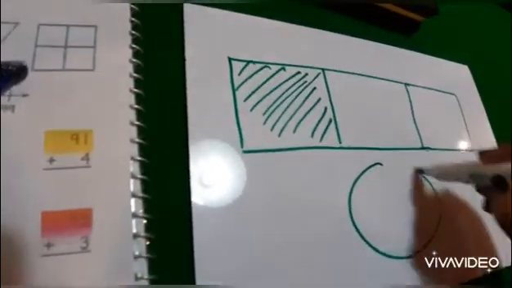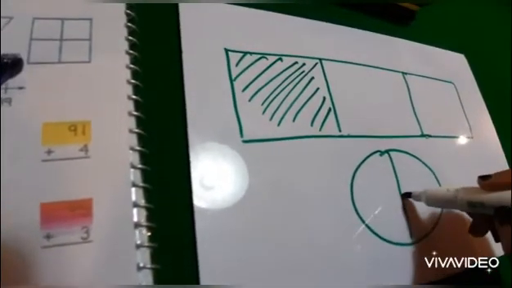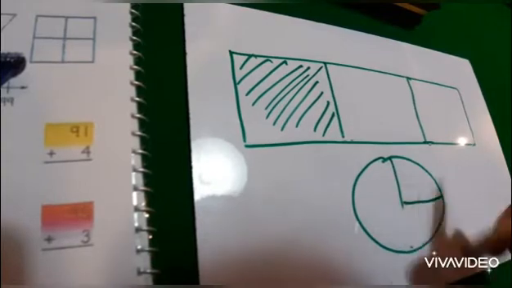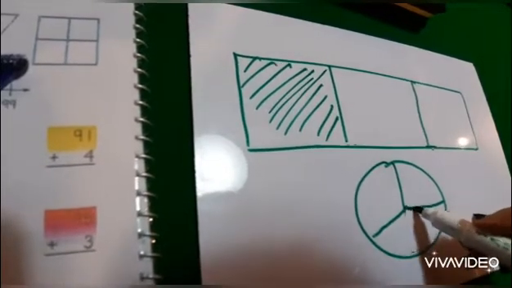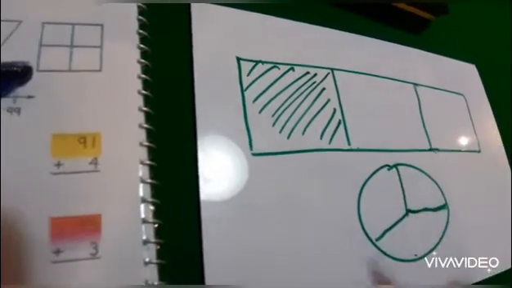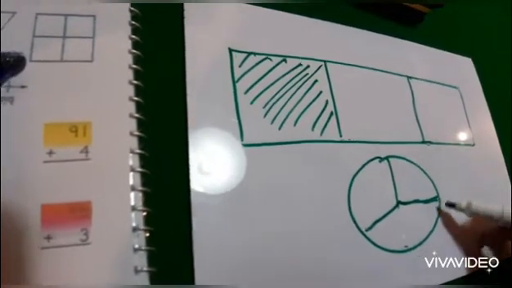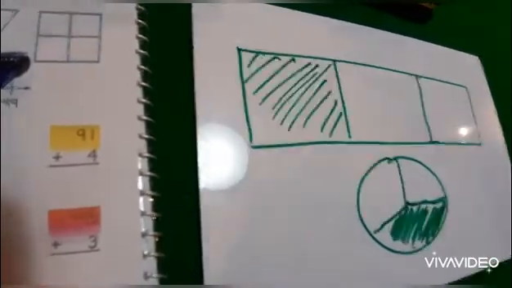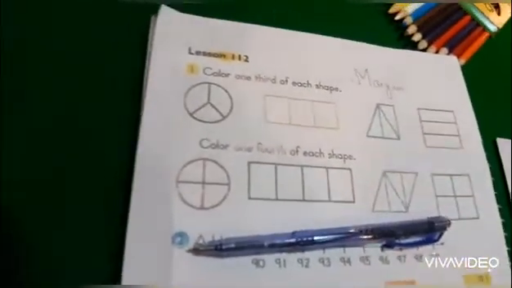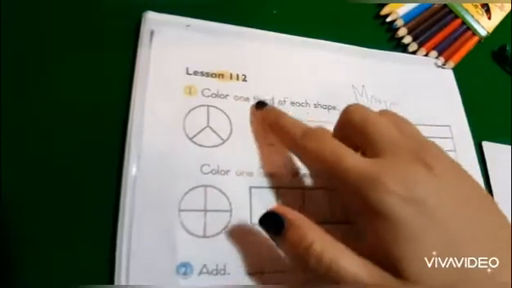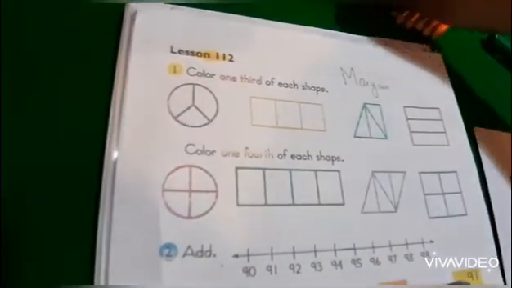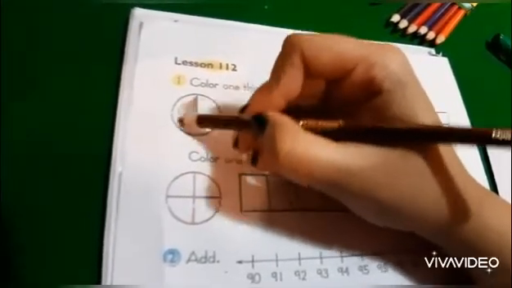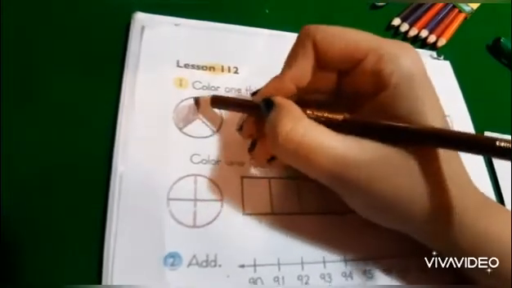Now if I have a circle here and I divide it into 3 parts, okay, now hold on, this is not equally divided, this is equally divided now. Okay, so 1, 2, 3. Now it says color 1/3. When it says 1/3, I only have to color one portion of this shape. So basically this is what we're going to do in today's lesson. It says color 1/3 of each shape. So the first shape is a circle. I'm only going to use one portion of the circle to be colored.